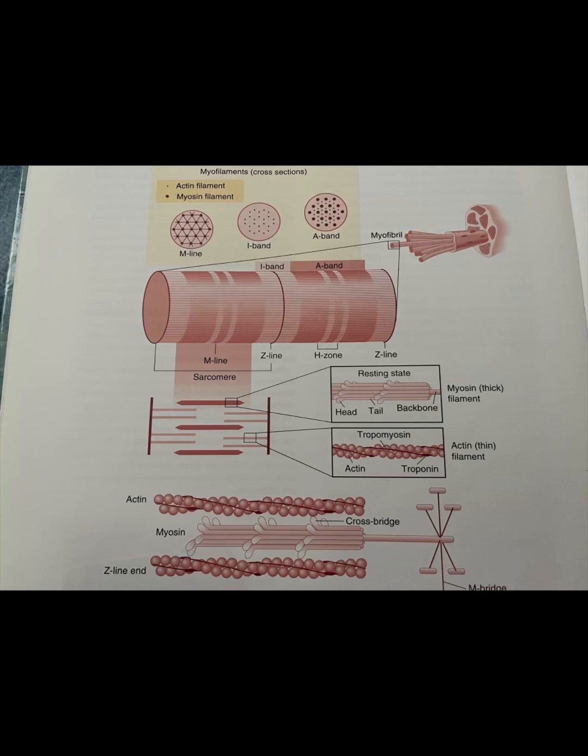Relaxation occurs when the stimulation of the motor nerve stops. Calcium is pumped back into the sarcoplasmic reticulum, which prevents the link between actin and myosin filaments. Relaxation is brought about by the return of actin and myosin filaments to their unbound state.